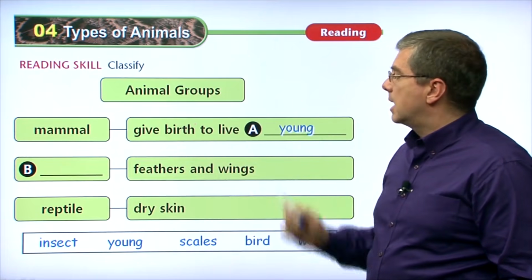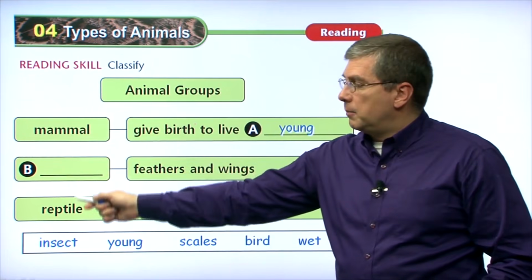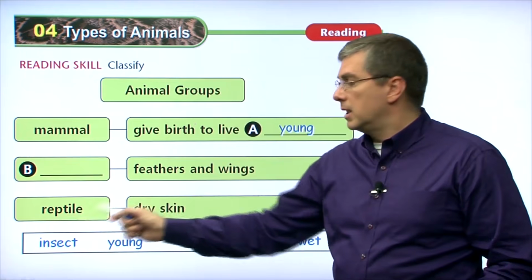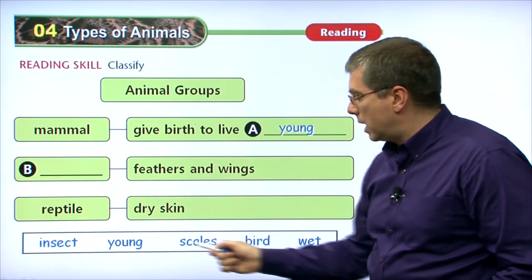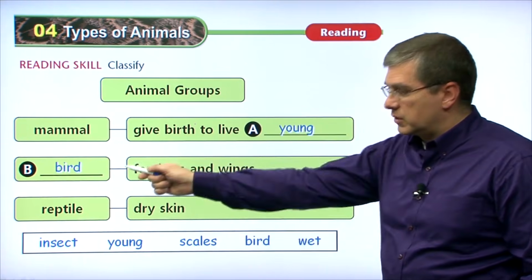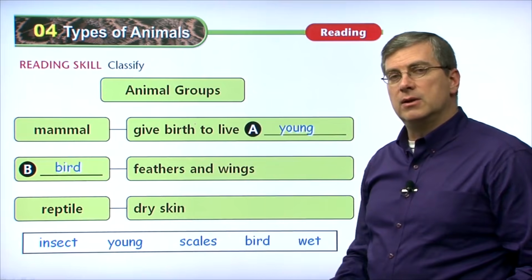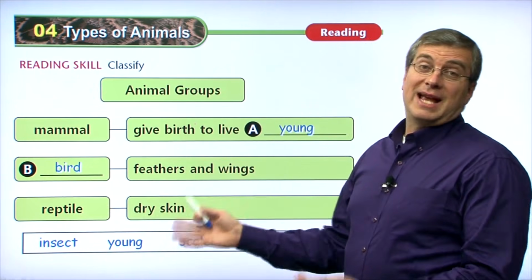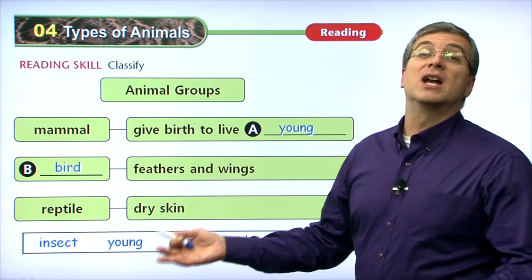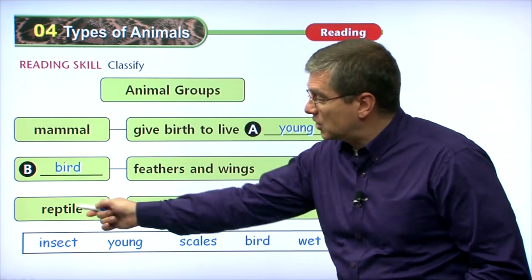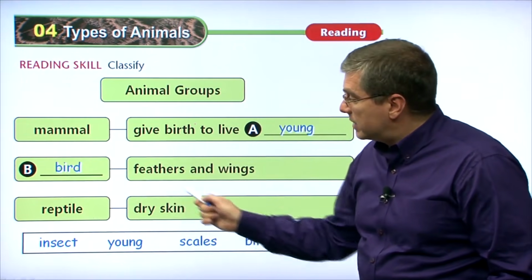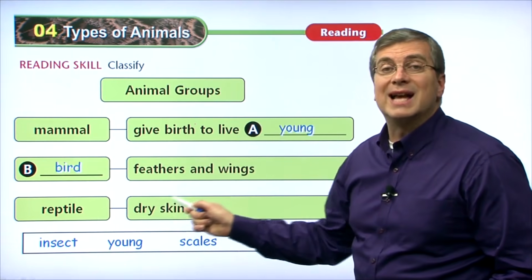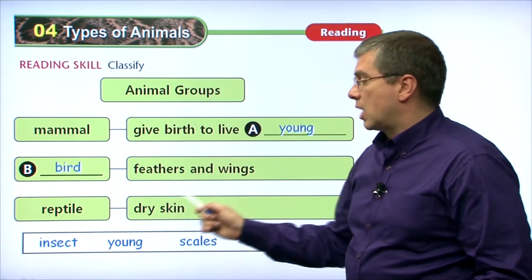Feathers and wings. So we're looking for a type, a classification of animal that has feathers and wings. Which one? If you choose bird, of course you would be right. Birds have feathers and wings. Okay, let's look at the last category. Actually, the last category is very easy. It's already done for you. We have the classification reptile, and we have the characteristic about it, dry skin. So reptiles have dry skin.